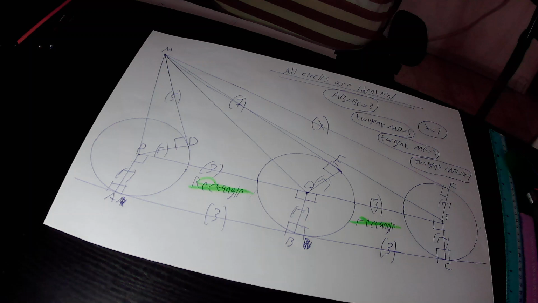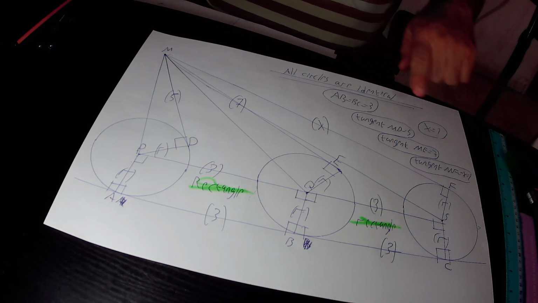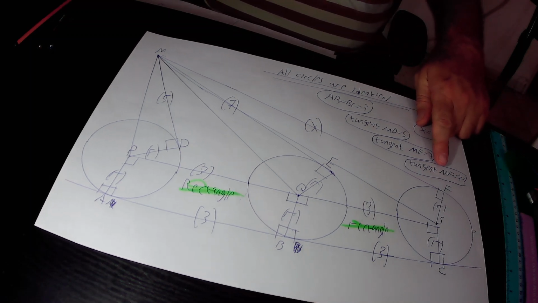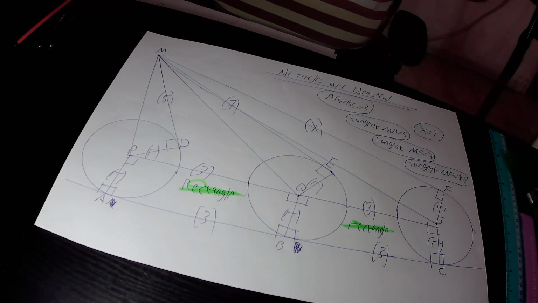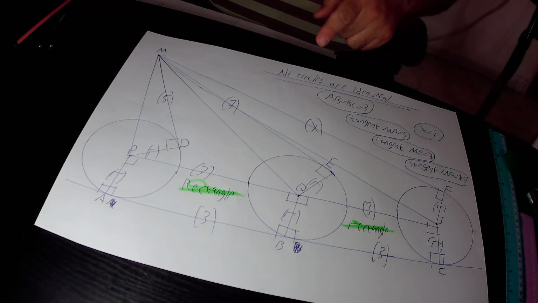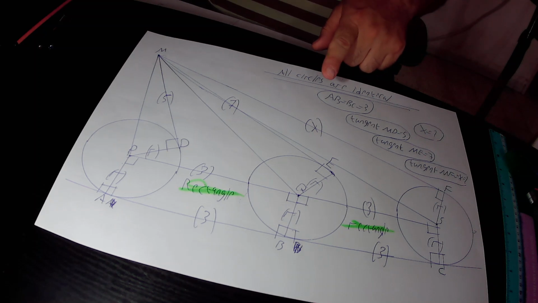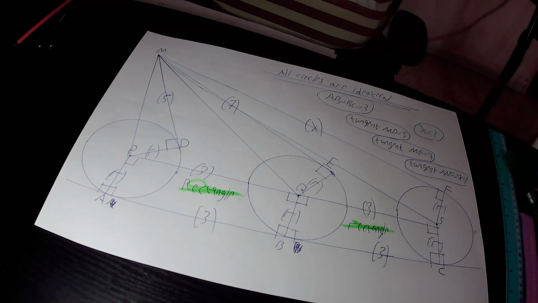And finally, we also have tangent MF that is tangent to this circle at point F. The length of tangent MF is X. So our mission is to find the length of tangent MF, which equals X. So we have to find the value of X.